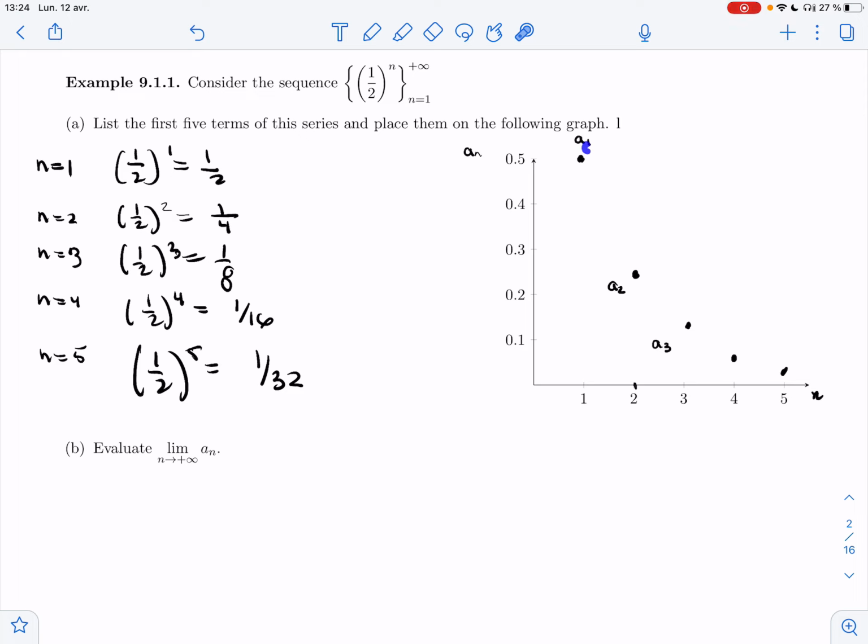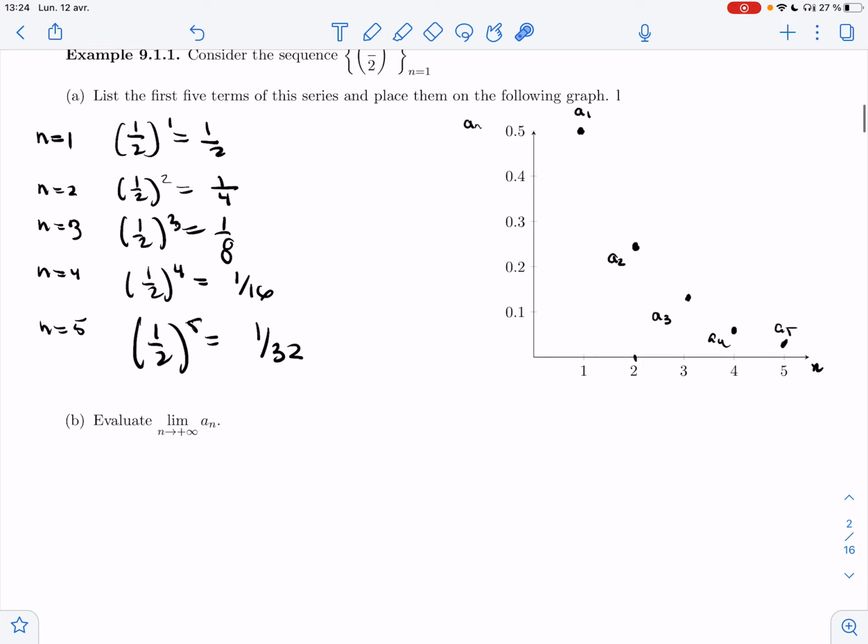So we don't have the curve that is continuous and that you can draw without lifting your pen. All right, but we have terms that keep going forever and ever, and so we could ask for a limit even though it's not a function. So evaluate the limit as n goes to infinity of a_n. So we want the limit as n goes to positive infinity of (1/2)^n.